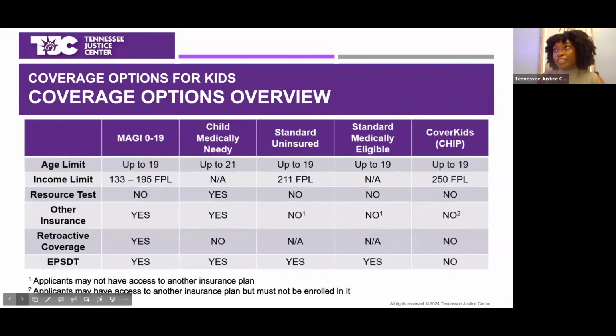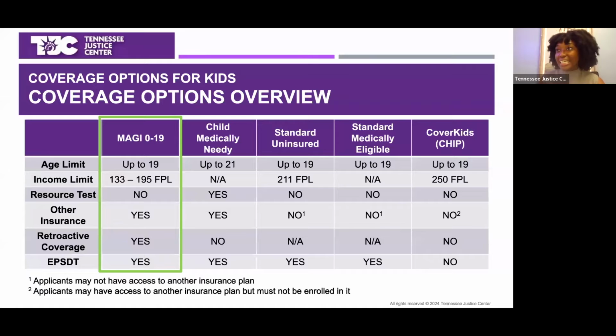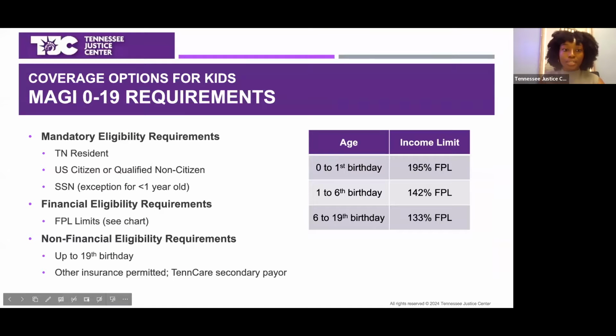All right, so first up, we're going to talk about MAGI 0 to 19. This is probably the most straightforward eligibility category. When assessing a child for this category, assuming that they meet all of the residency and citizenship requirements, the only thing that you'll need to verify is the child's age and the household gross income.